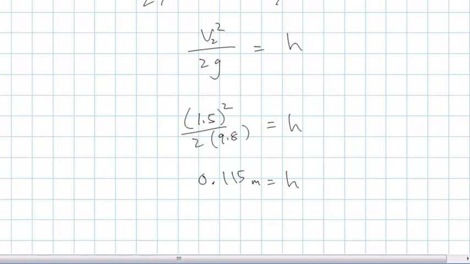The important part here is to understand when you can use momentum and when you can use energy, and split up your problem into small chunks where you know you can use energy in this chunk and momentum in that chunk, and then solve the problem.